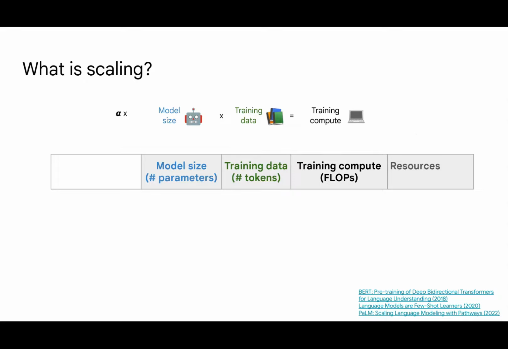Let's begin by briefly introducing some key terminology. We're going to have three components in this work: the model size, measured in number of parameters, the training data, which is measured in number of tokens, and the training compute, which is measured in flops, floating point operations. These first two have a multiplicative relationship, so our total compute is a function of model size and training data. There's a constant factor alpha there, but you can mostly ignore it in this work.